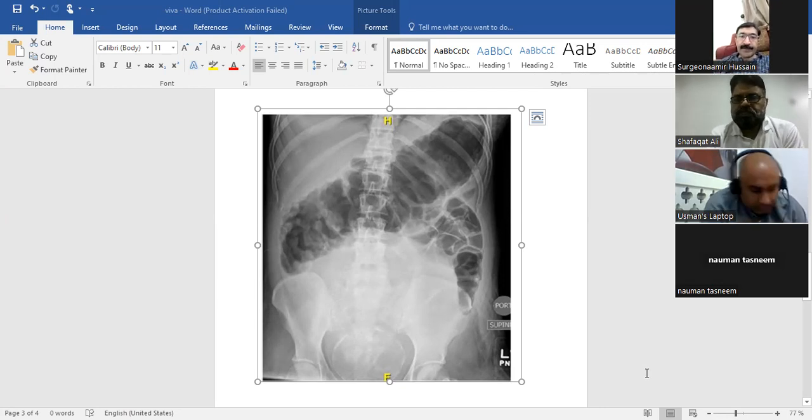This was the X-ray. And what's the diameter given by the radiologist? No, the diameter is 5.5 centimeter. 5 by 5 centimeter. Okay. Now, what will be your next step? So I would discuss this X-ray with the radiologist. In this X-ray, I am suspicious of volvulus as well.